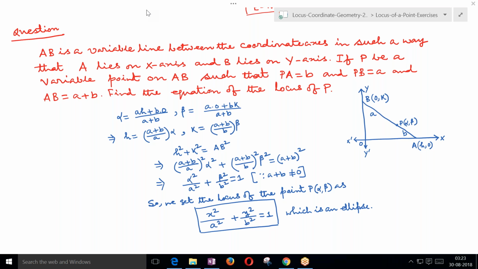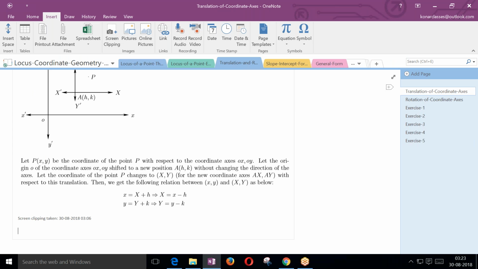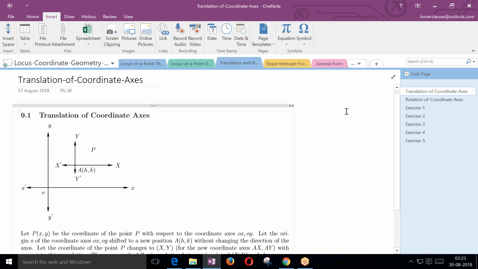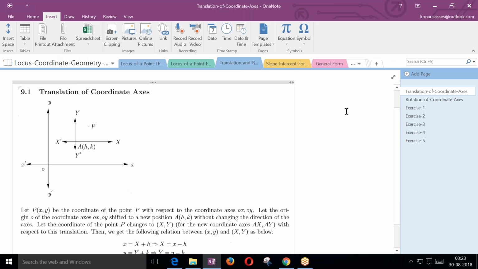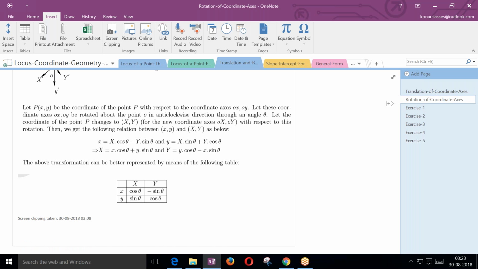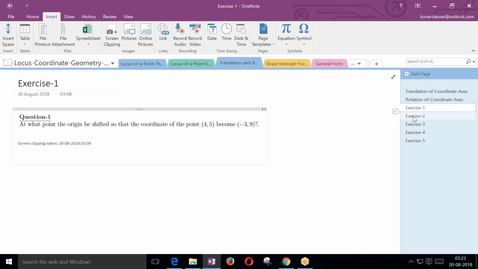Okay, now let us proceed to the next topic. Today, what I'm going to discuss first is called the translation and rotation of coordinate axis. First we'll discuss what is the meaning of translation of coordinate axis. Then we'll discuss what is the meaning of rotation of coordinate axis. After that, together we'll solve a few exercises.